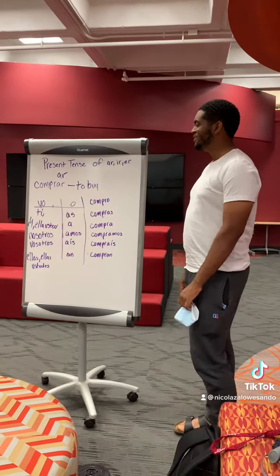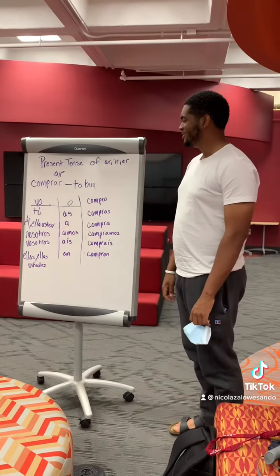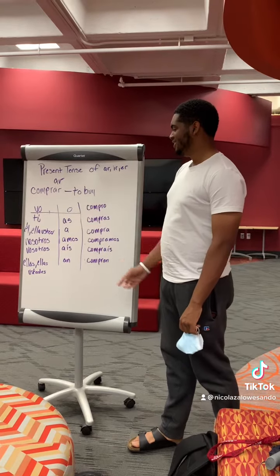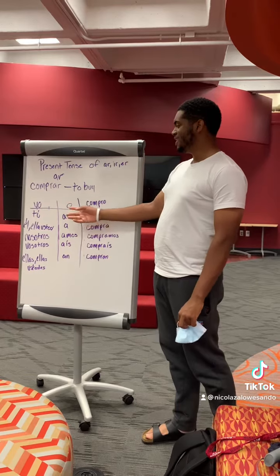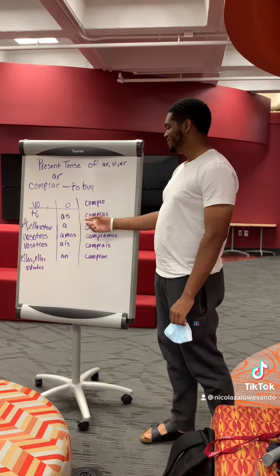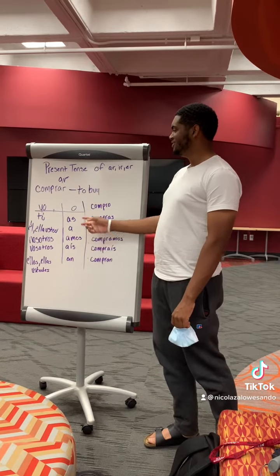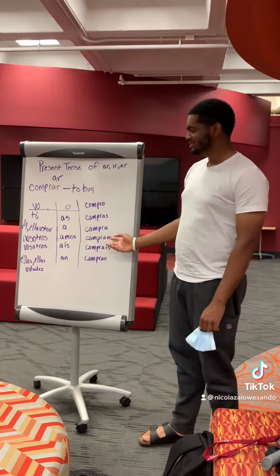So we will be explaining the present tense of AR verbs, and we'll be using comprar as our demonstration. If the subject is yo, you take off the AR and add an O, and it becomes compro. If you have tú, you take off the ending and add AS, and it becomes compras. And if you have él, ella, or usted, you take off the AR ending and add A, and it becomes compra.